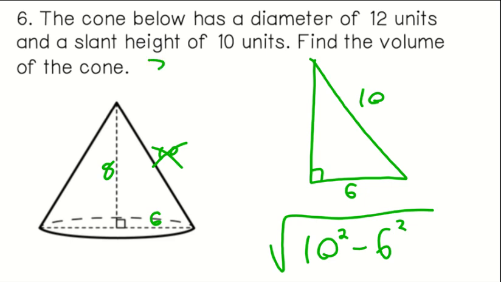Yeah, we get 301. Whoops, I didn't put the 1, did I? 301.44. Okay? 3.14 times 6 times 6 times 8 divided by 3. So it had a little extra to it, didn't it?